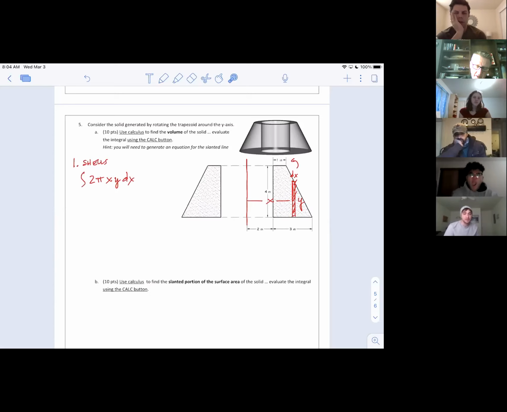And I did tell you here, hint, you will need to generate an equation for the slanted line. A way too large number of you struggled to find the equation of that line. That is not good. But that's what happens in a practical context like this, because you have to come up with stuff yourself.